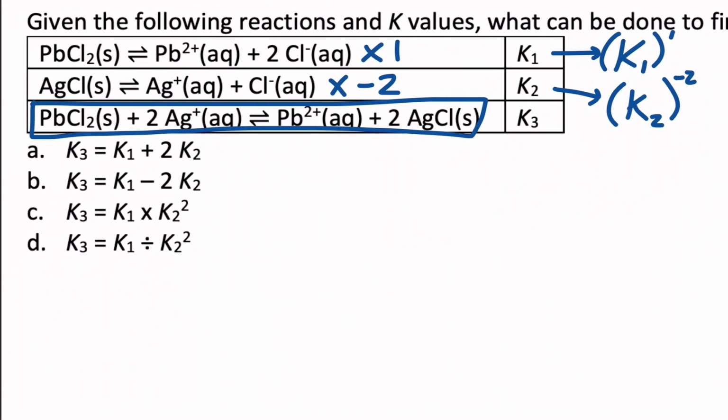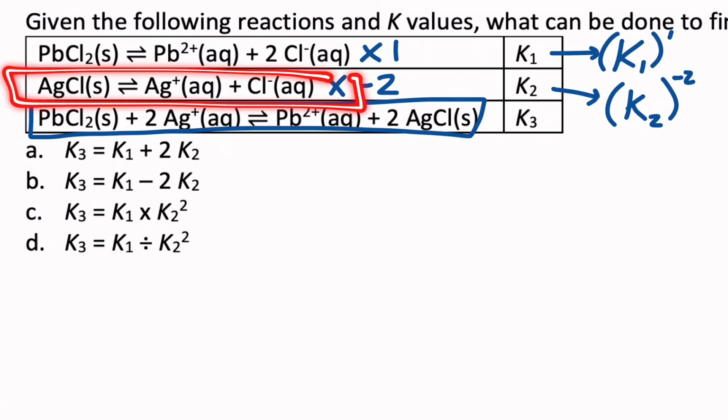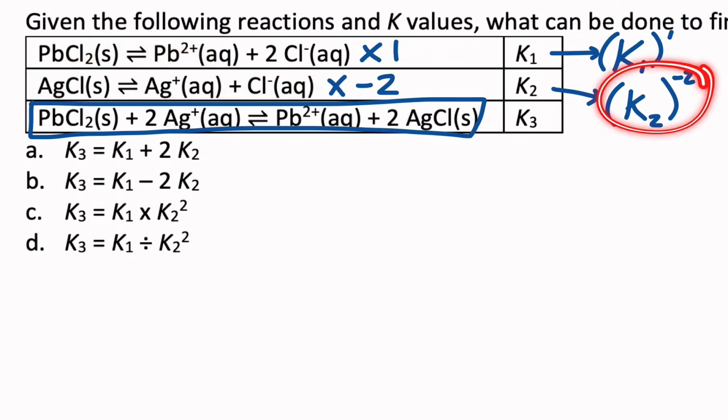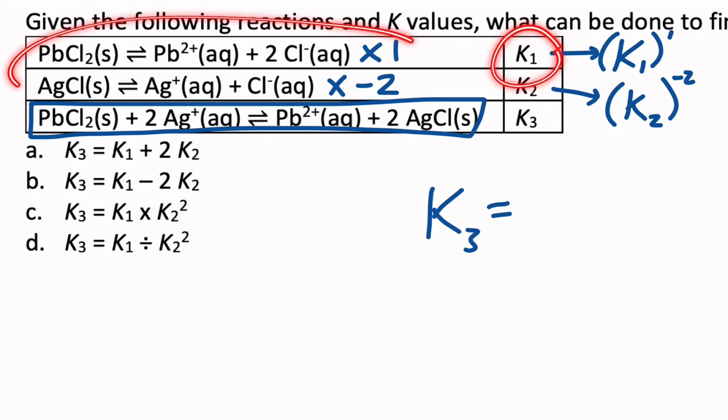If you need a refresher as to why that's true, go back and write out the expression for KSP for this silver chloride dissociation, and then write out what it should be when you flip the sides of the reaction and double it. You'll see that it has to be squared and reciprocated. So K3 is equal to the product. Once you figure out how the two reactions add together, you multiply their K values.